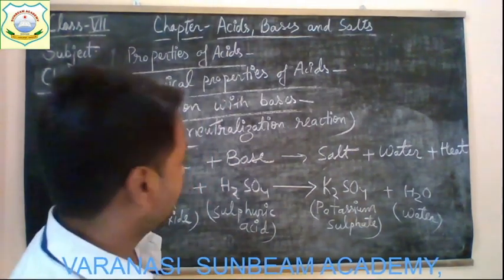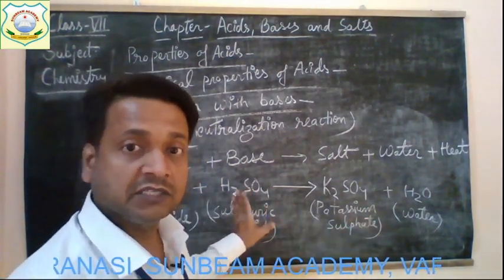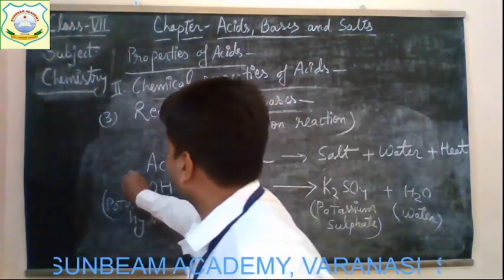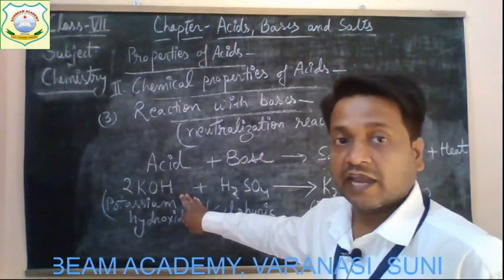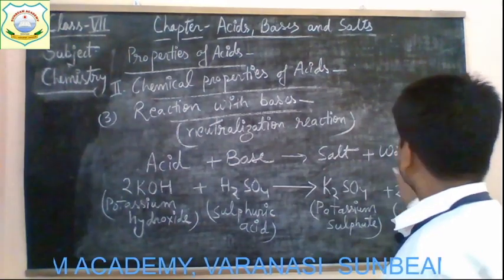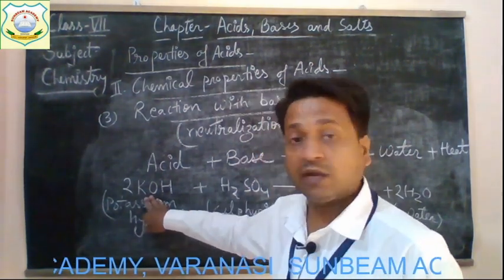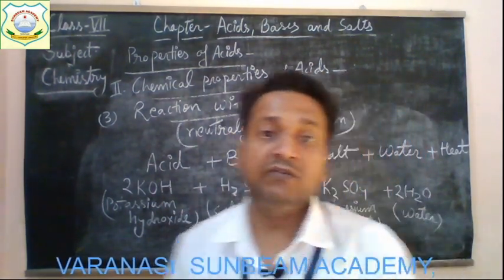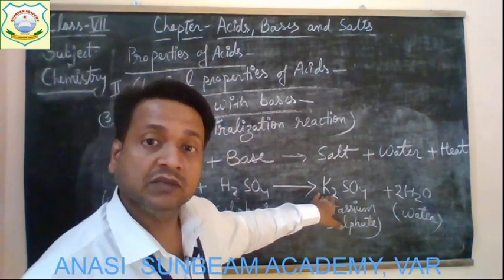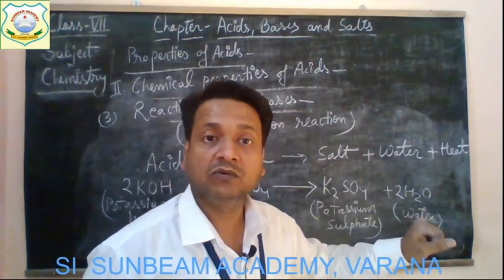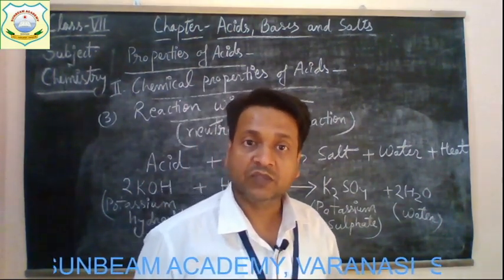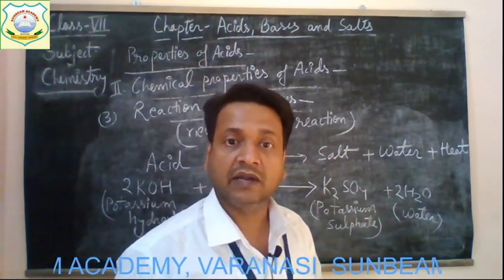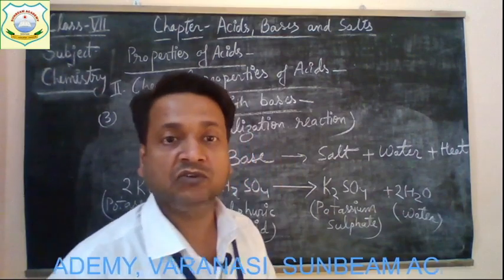Alright, children, so this is the chemical reaction, but this chemical reaction is not balanced, and you can balance it as the molecules of potassium hydroxide increase, and because of it the molecules of water will also increase. So two molecules of potassium hydroxide react with one molecule of sulfuric acid, and form one molecule of potassium sulfate and two molecules of water. So this is an example of a neutralization reaction. Understood, children? Now take one more example.